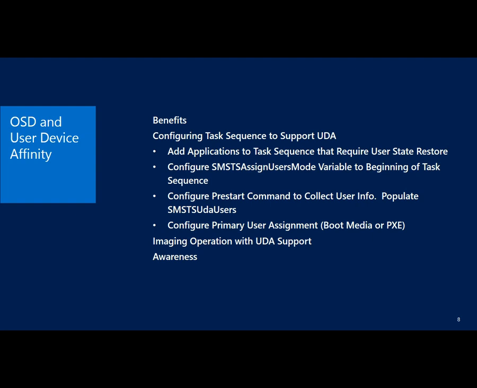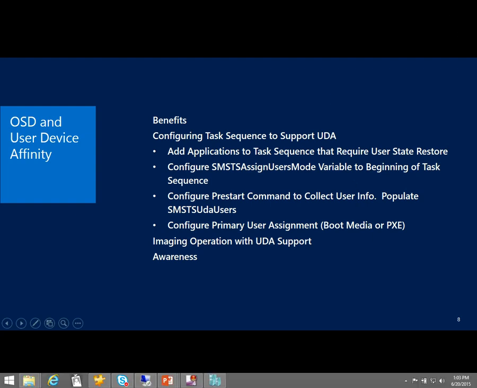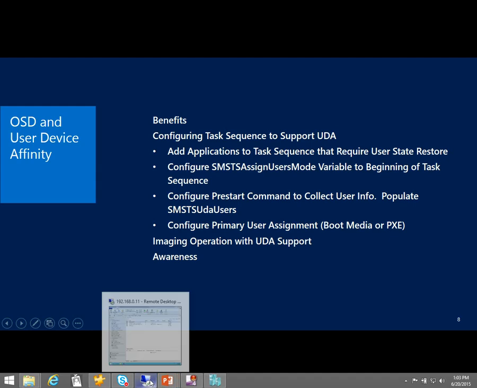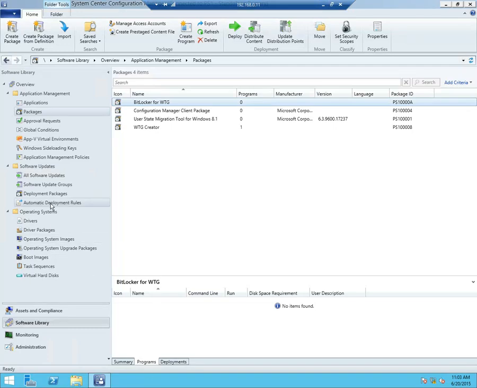After that, we're going to configure a variable, the SMSTSAssignUserMode variable, in the task sequence. Now, all that does is essentially the same thing as configuring it in the GUI, so let me show you the GUI so you know what I'm talking about. If we go back into the lab, probably the easiest is to go into the properties of Pixie, because that's where you'll see it. You'll see it on the boot media. Actually, we'll do boot media. I'm here, so why not?